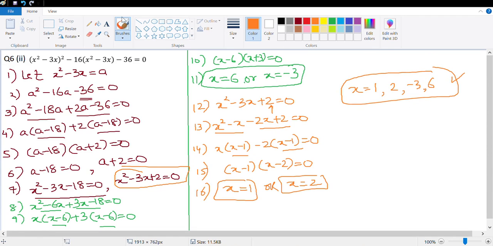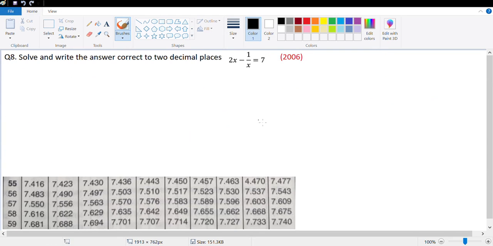Perfect. Let's look at the next one. The next one that we have is question number 8. Question number 8 says 2x minus 1 upon x is equal to 7. This is a question that appeared in the board exam in 2006, and they want the answer up to 2 decimal places. Let's take LCM. So that would be 2x square minus 1 upon x is equal to 7.